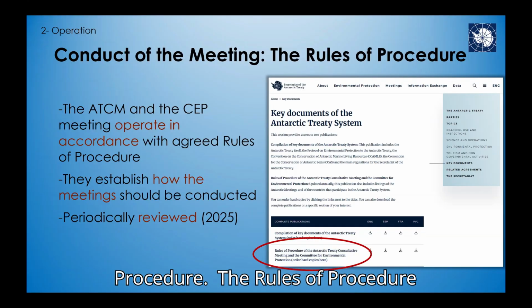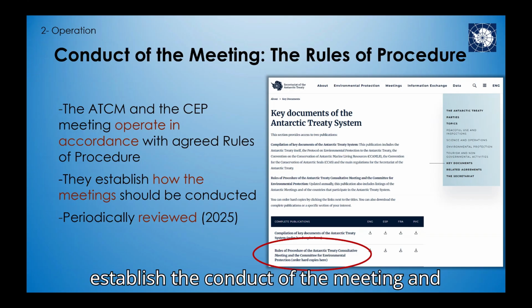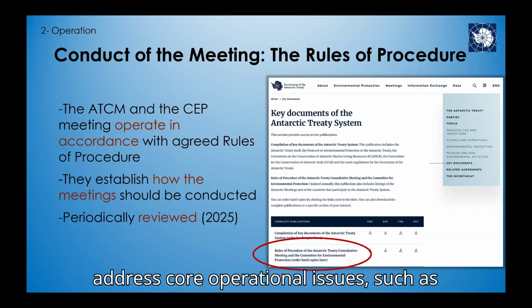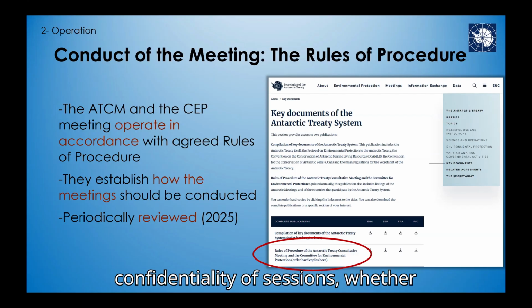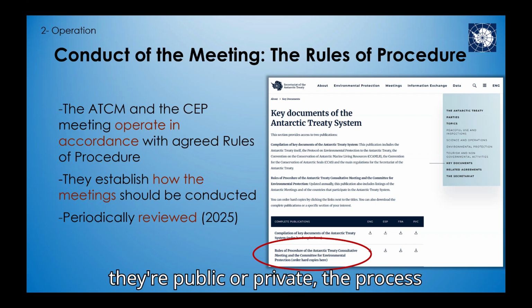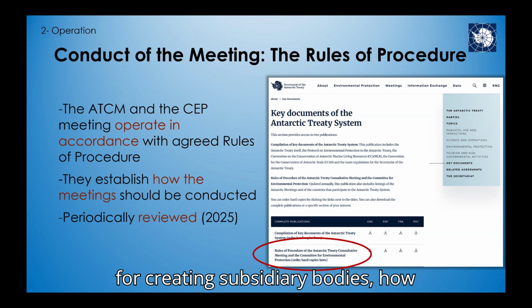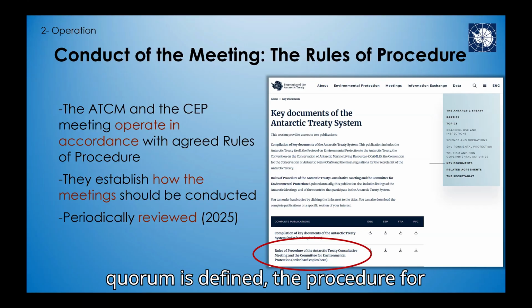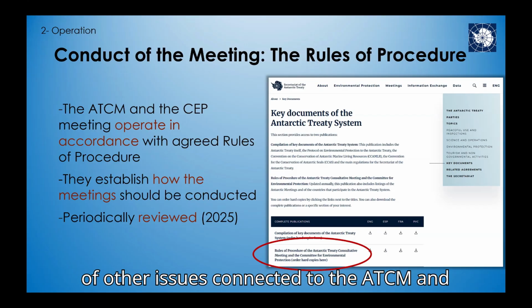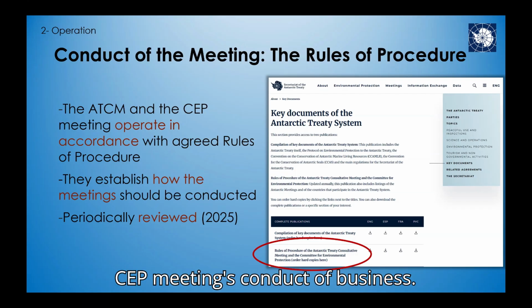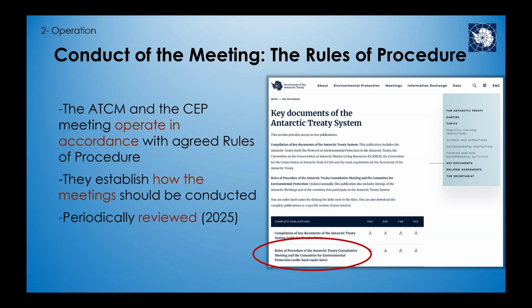First, we'll talk about the rules of procedure. The rules of procedure establish the conduct of the meeting and address core operational issues such as who is allowed to attend, the role and selection of the chairs, the confidentiality of sessions, whether they're public or private, the process for creating subsidiary bodies, how quorum is defined, the procedure for raising a point of order, and a variety of other issues connected to the ATCM and CEP meetings' conduct of business.